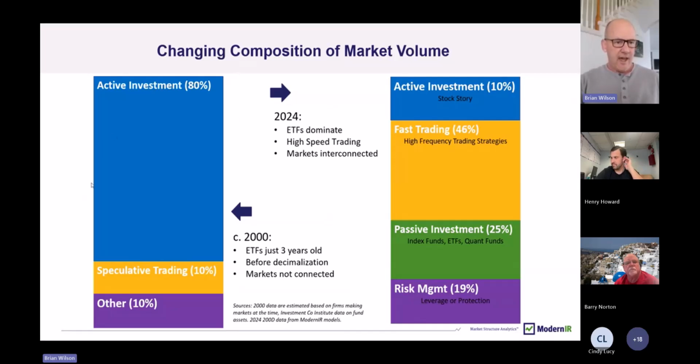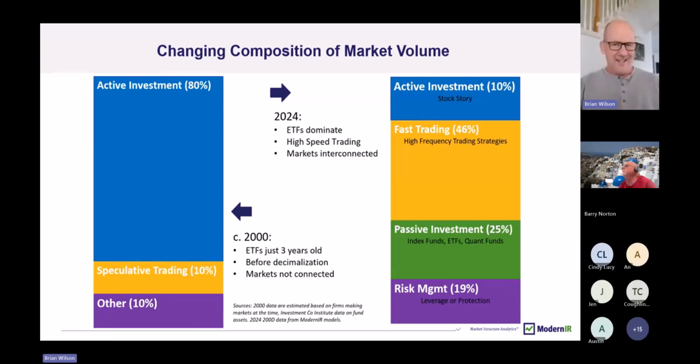So this was the world to the left that honestly most boards, most CEOs, most CFOs are familiar with. It's basically what CNBC still espouses every day, that everything is about active investment. The reality, it's like waking up on a different planet. And what you're looking at is, think of it as a percentage of daily trading. So active investment is about 10% of daily trading, fast trading about 46%, passive investment 25%, risk management about 19%.